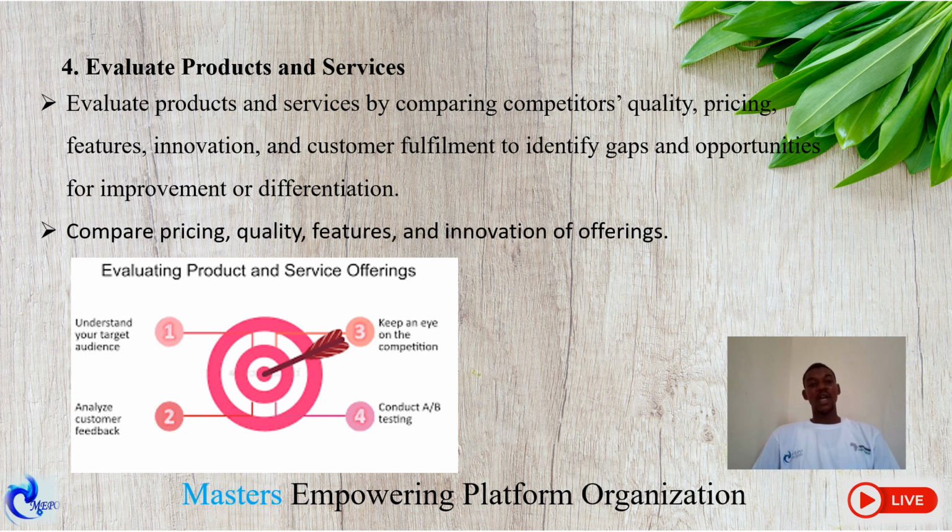To do that, evaluate the products and services by comparing with competitors. You see quality, pricing, innovations, and customer fulfillment, identifying the gaps and opportunities. In this area, this is what you need to look at. You need to look at the quality of the product that you are giving. What is the quality of the product that you are giving to your customers? These are the other areas you need to focus on, and that will help you to run your business.